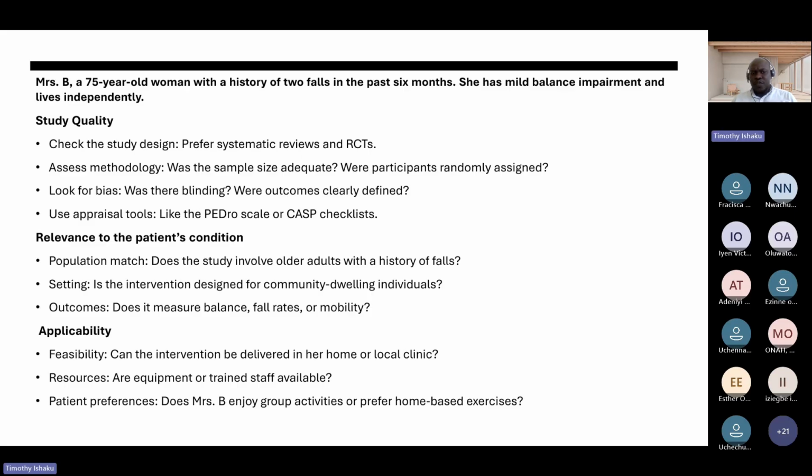There are frameworks to structure those questions. Its use is good. You don't have to use it, but it's good to use the frameworks because they give you a good structure when you go to the databases to search, and you will have relevant articles that will be used to inform your decision. That's if you're a clinician.